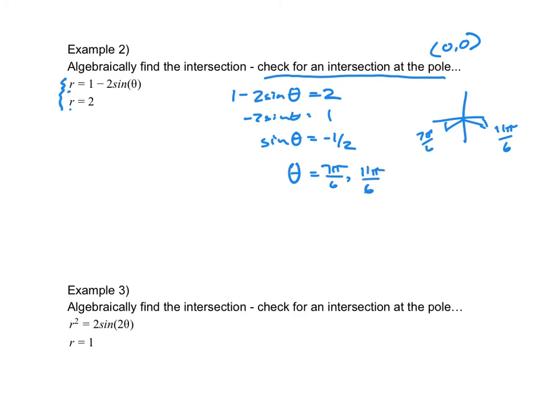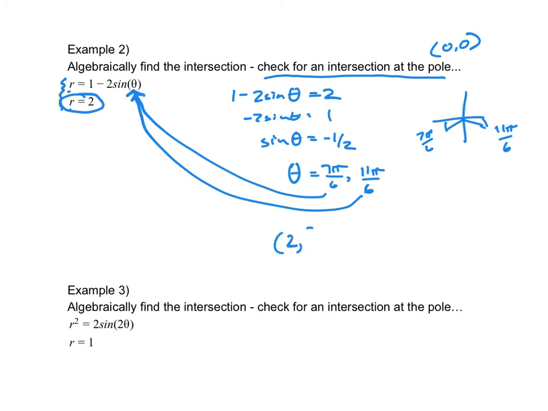Now for intersections, we want locations, and we could substitute theta in for the sine value to find out what the radius would be, or we could use a little common sense here and know that our radius is 2. So our two intersections that we know of right now are (2, 7 pi over 6) and (2, 11 pi over 6).